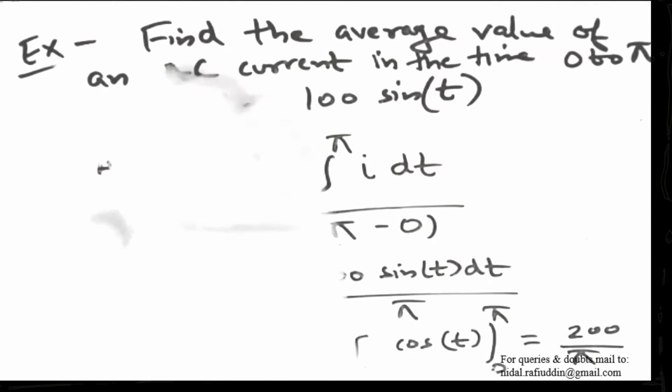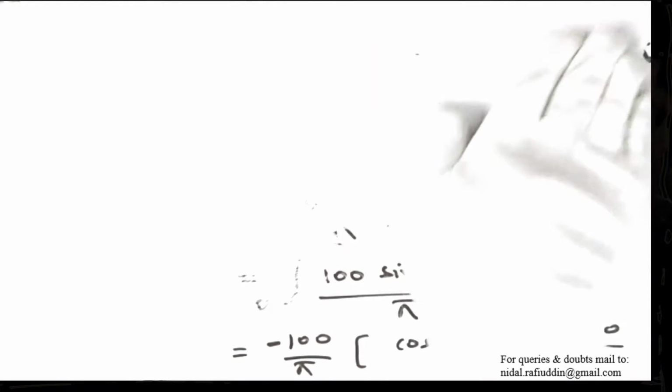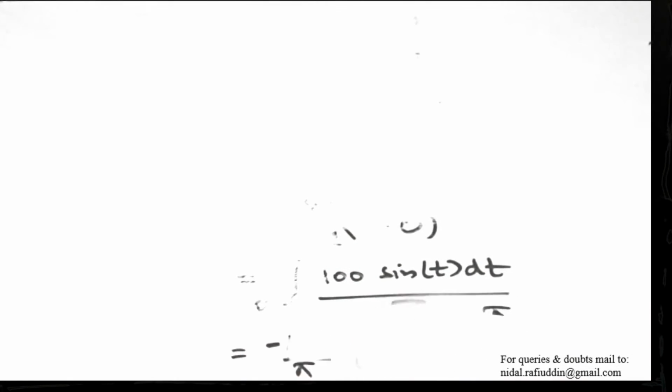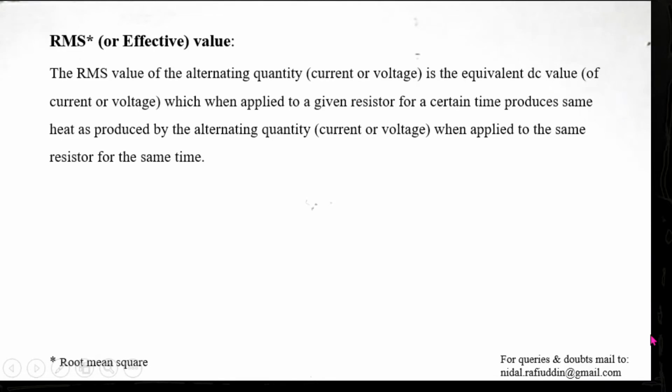Now if we talk about the next concept, that is about the RMS, how to compute the RMS value or the root mean square value of the alternating quantities. So the RMS value, or also called the effective value of the alternating quantity, which can be current or voltage, is the equivalent DC value of those current and voltage, which when applied to a given resistor for a certain time produces the same heat as produced by the alternating quantity current or voltage when applied to the same resistor for the same time. So what does this mean?